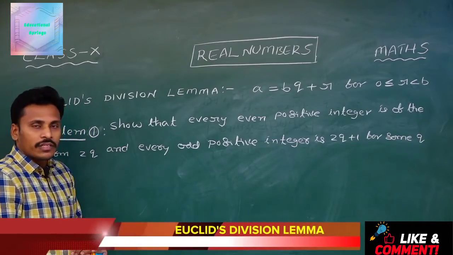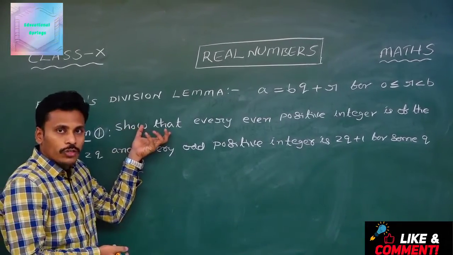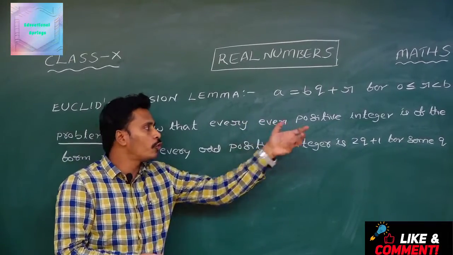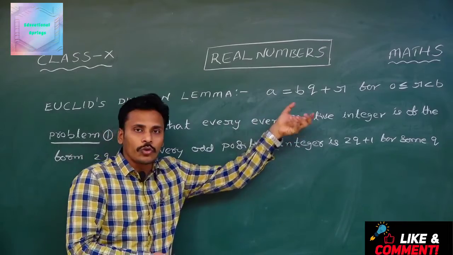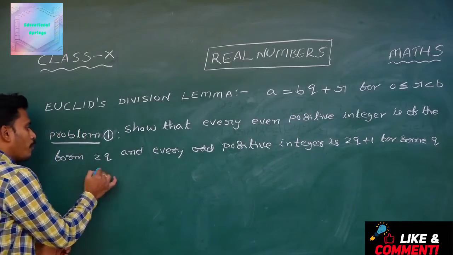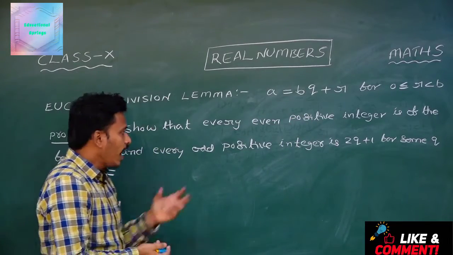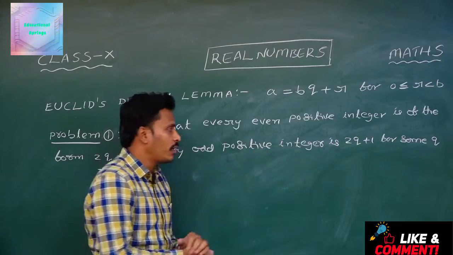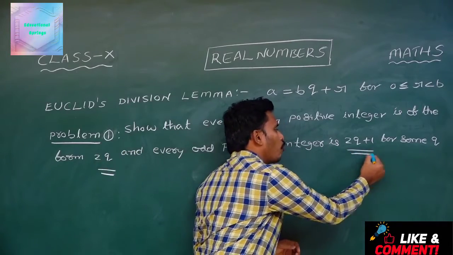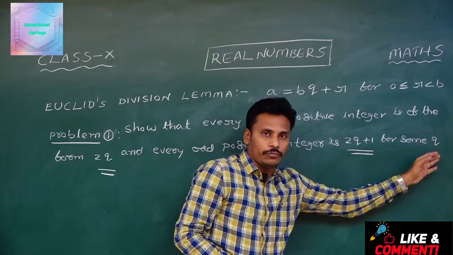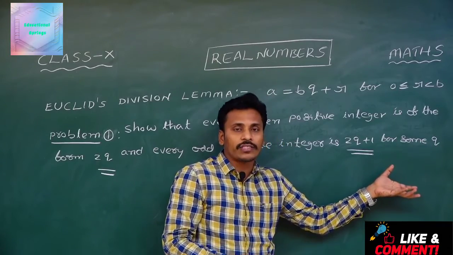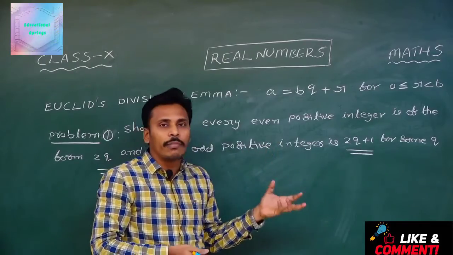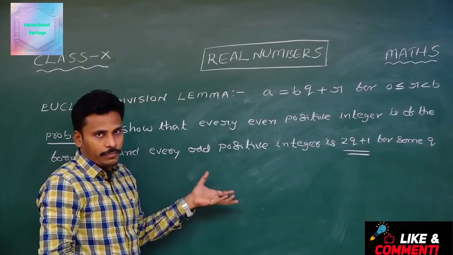The problem states that we need to show that every even positive integer, I am repeating, every even positive integer is of the form 2q, and every odd positive integer is of the form 2q + 1 for some q. Note that q is any value; for some q in the sense that q is immaterial in proving the statement, right?